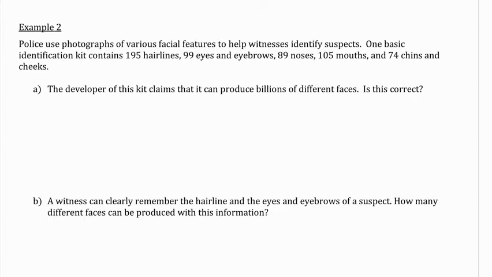So basically, we want to find out how many different faces this can produce. Well, to make a face, I'm going to use one from each of these categories, right? So basically, those are all my different options. So I have 195 different hairlines times 99 eyes times 89 noses times 105 mouths times 74 chins and cheeks, right? We're going to get a pretty big number there when we put this in our calculator. So if I type it in here, 195 times 99 times 89 times 105 times 74.